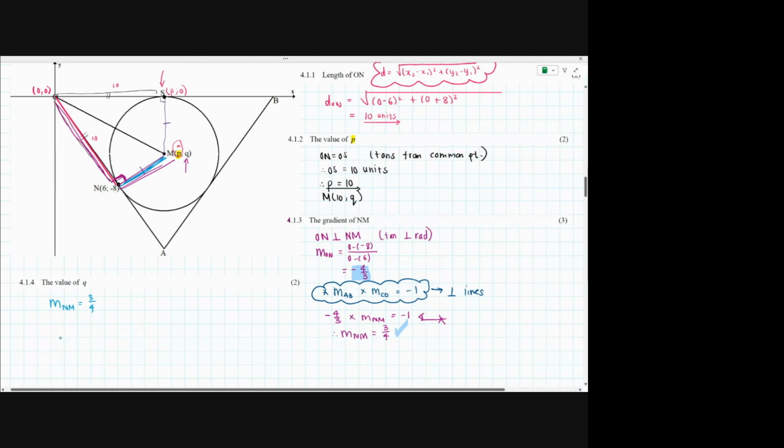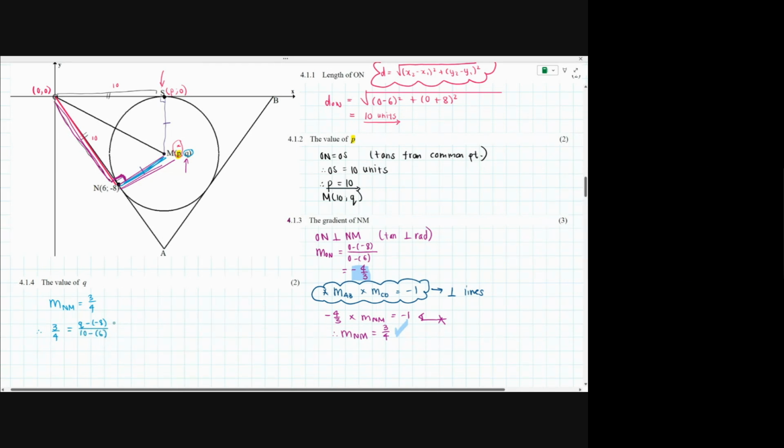Okay, so this gradient over here is 3 over 4. And so if we now were to set up an equation using the coordinates of N and M, I can calculate my unknown Q. So 3 over 4, the gradient that I know, is equal to y2, so Q, minus y1, negative 8, over x2, we've worked out P, it's 10, minus x1, which is 6.